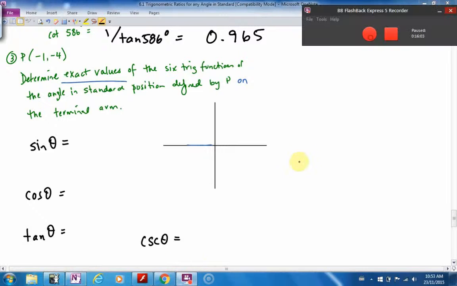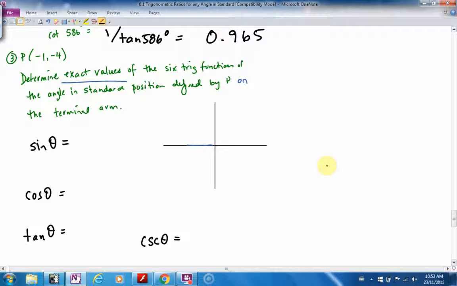We have time for one more example here. Okay, so here's another typical question. This time, so Sandri, now I'm giving you the point, okay? The point -1, -4. And you're going to determine exact values of the 6 trig functions of the angle in standard position defined by P on the terminal arm. Okay? So the point now is the point -1, -4. So it's down here in the third quadrant.